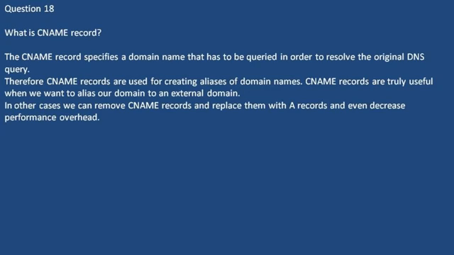Question number 18. What is CNAME record? The CNAME record specifies a domain name that has to be queried in order to resolve the original DNS query. Therefore, CNAME records are used for creating aliases of domain names. CNAME records are truly useful when we want to alias our domain to an external domain. In other cases, we can remove CNAME records and replace them with A records, and even decrease performance overhead.